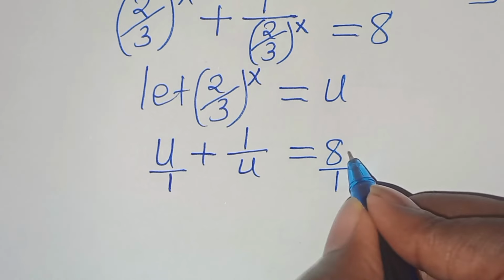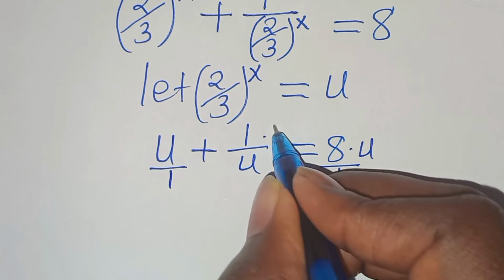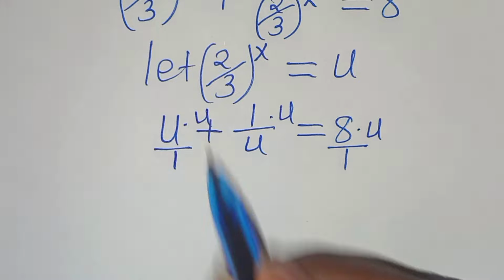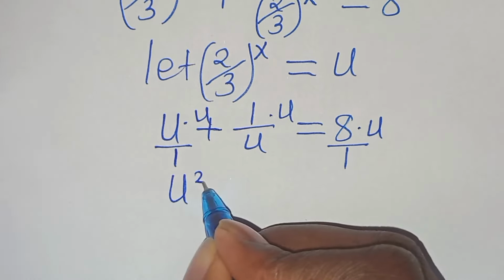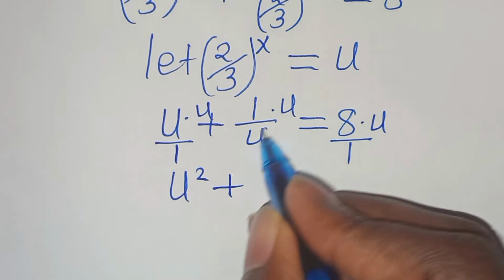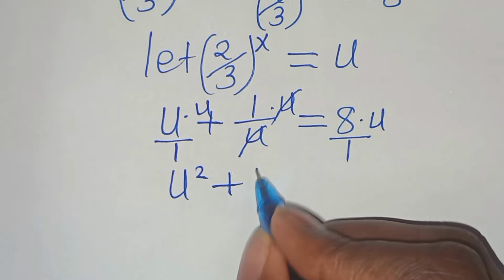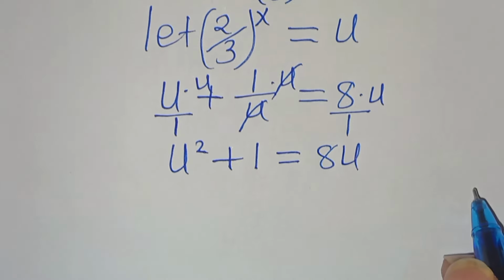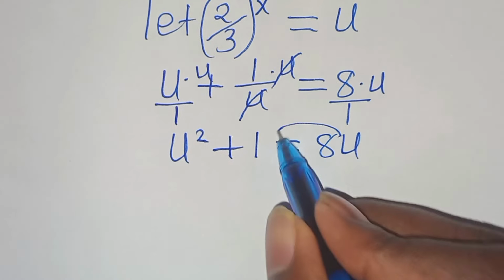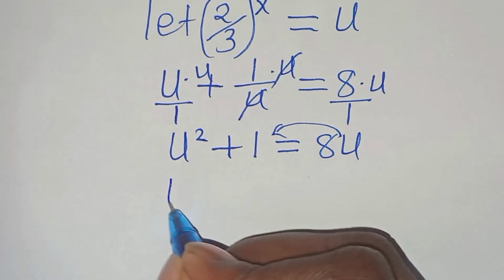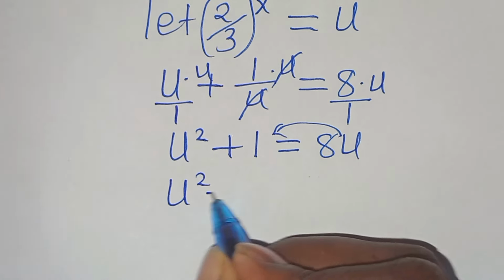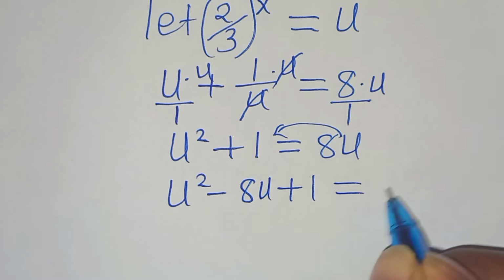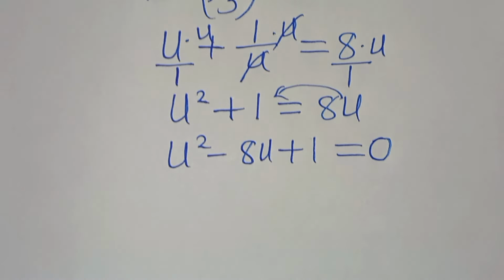So let's multiply everything here by u, so that we have u times u, which is u squared, plus u and u simplifies, so plus 1. This is equal to 8 times u, which is 8u. Now, let's take 8u to the left-hand side so that we have u squared minus 8u plus 1 equals 0.